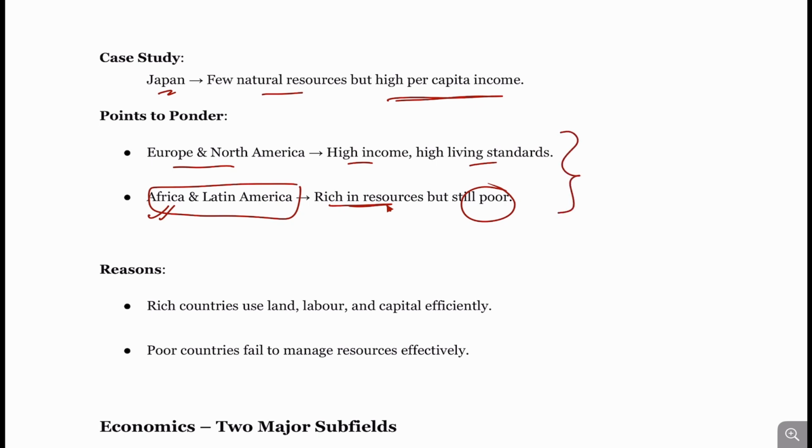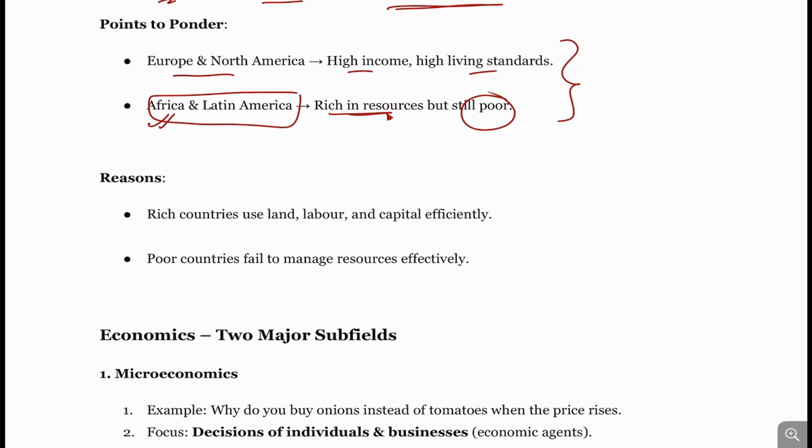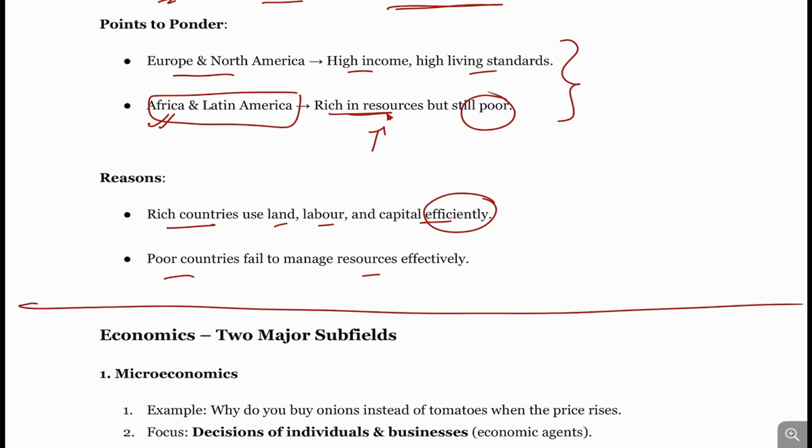The resources are not being utilized properly. What are the different reasons for it? Rich countries use their land, labor, and capital efficiently. That's why their per capita income increases. But poor countries fail to manage their resources efficiently. Latin America and Africa have an abundance of resources, but they are not utilizing them. Even if they are utilizing them, they are not utilizing them efficiently. So economics deals with this concept of utilizing resources in an efficient manner.